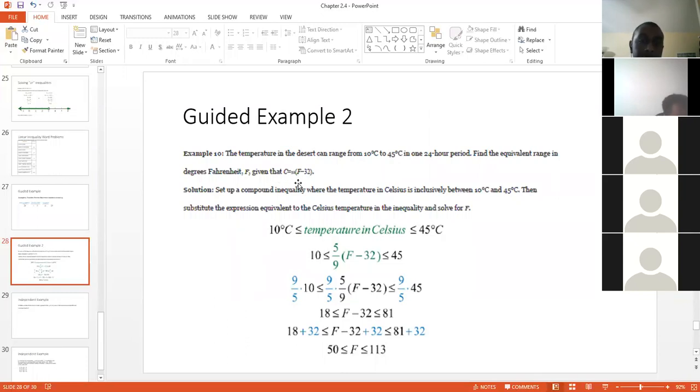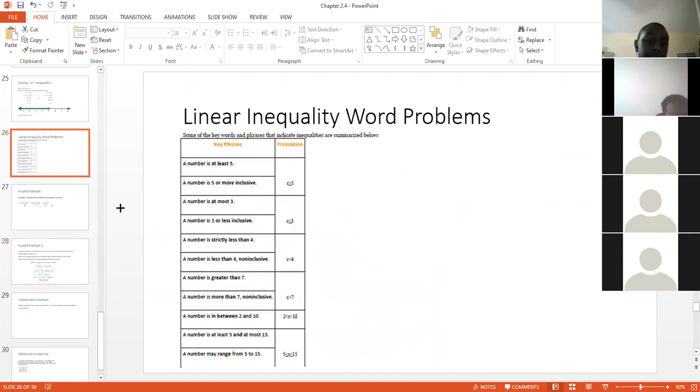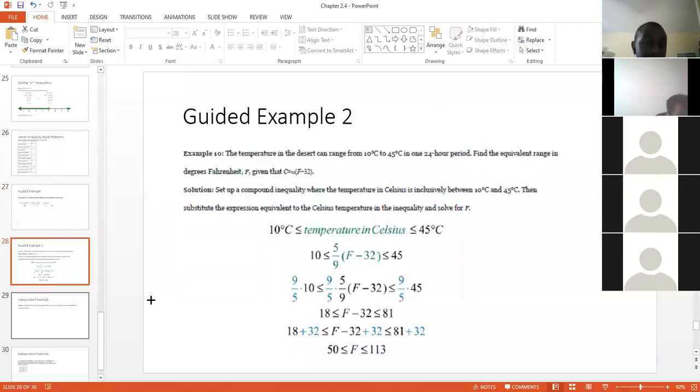Given that C is equal to 5 over 9 times F minus 32 in parentheses. So you set up a compound inequality. So you're trying to find the temperature in the desert. It's a range. So we said that the number may range from this number to this number. Whenever you have a range, you put the variable you're trying to solve for in the middle. This is the temperature in Celsius. We don't know, we're trying to find.